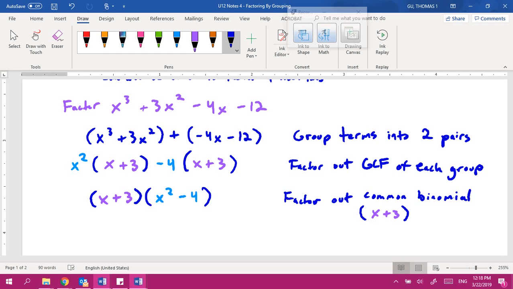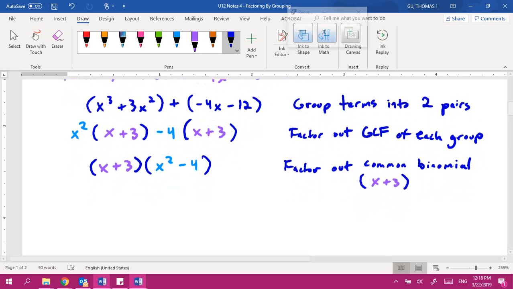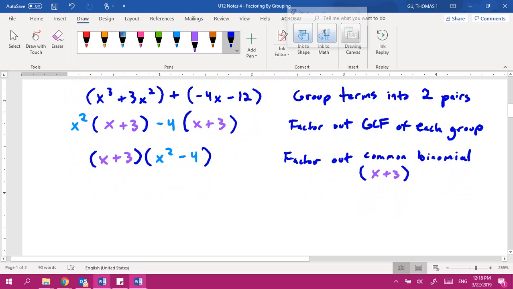All right, so then one final step here is notice x squared minus 4, that can be factored further, right? Because x squared is a perfect square, 4 is a perfect square. They're being subtracted, which means you can factor that out using the difference of squares shortcut. So do you remember, if I were trying to factor this out by difference of squares, what my factors would be? x plus 2 and x minus 2. Right, x plus 2 and x minus 2.